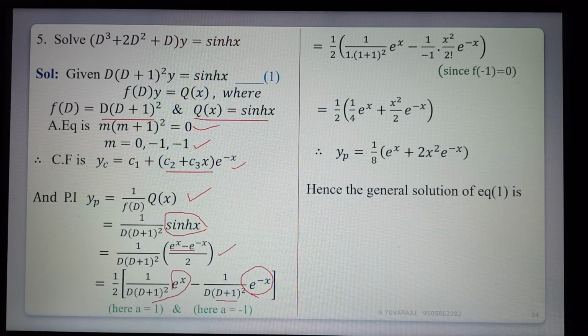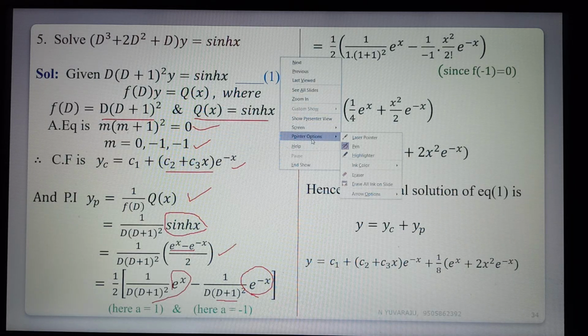Therefore the general solution is yc plus yp, that is y is equal to c1 plus (c2 plus c3x) into e power minus x, plus 1 by 8 into e power x plus 2x square e power minus x. So this is the solution.